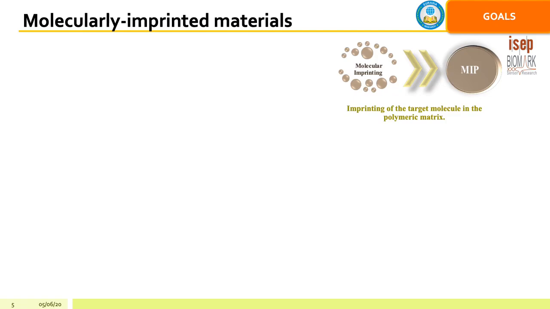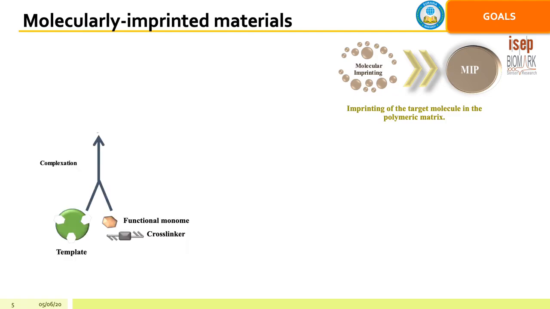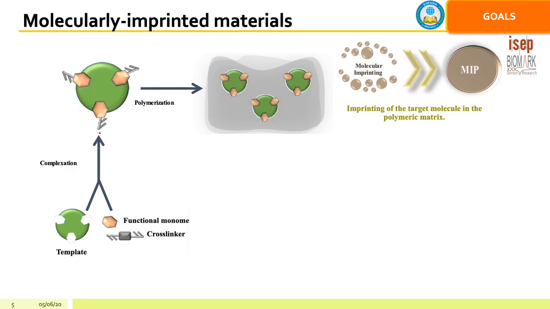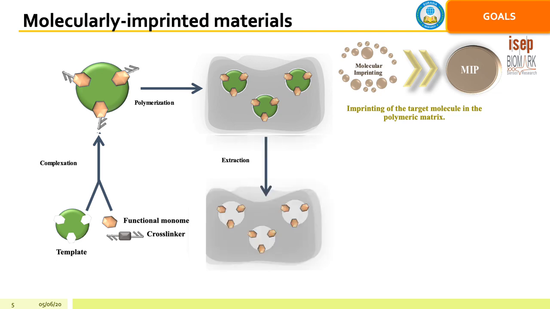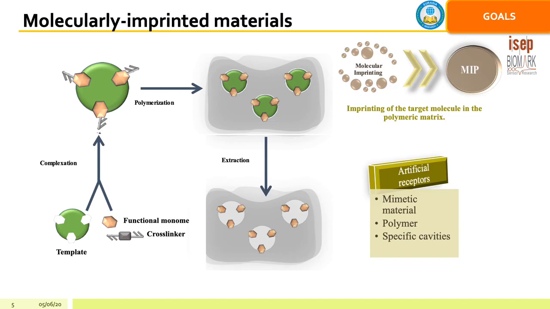Molecular imprinting starts with the interaction between the template and functional monomers, and then these functional monomers copolymerize with a cross-linker during the process of polymerization to form a polymeric structure. Then the template is removed from the polymer, which creates artificial receptors with specific cavities in the polymer. These materials are also known as mimetic materials.